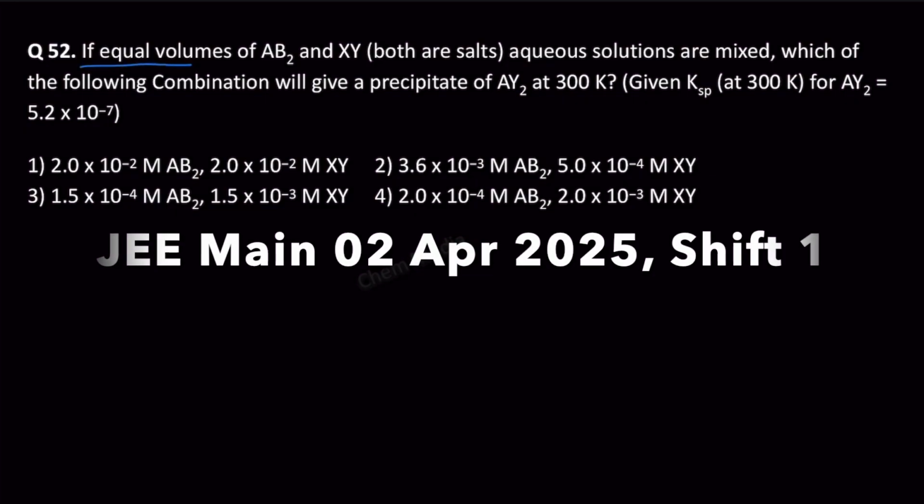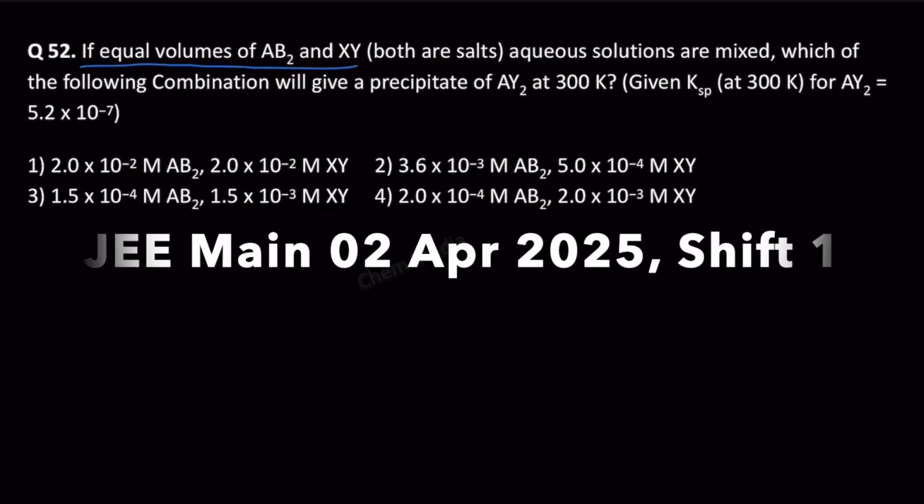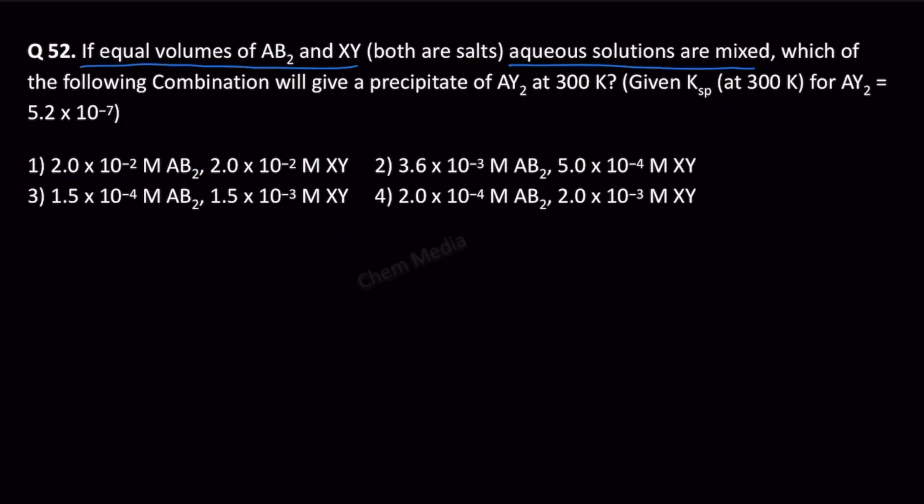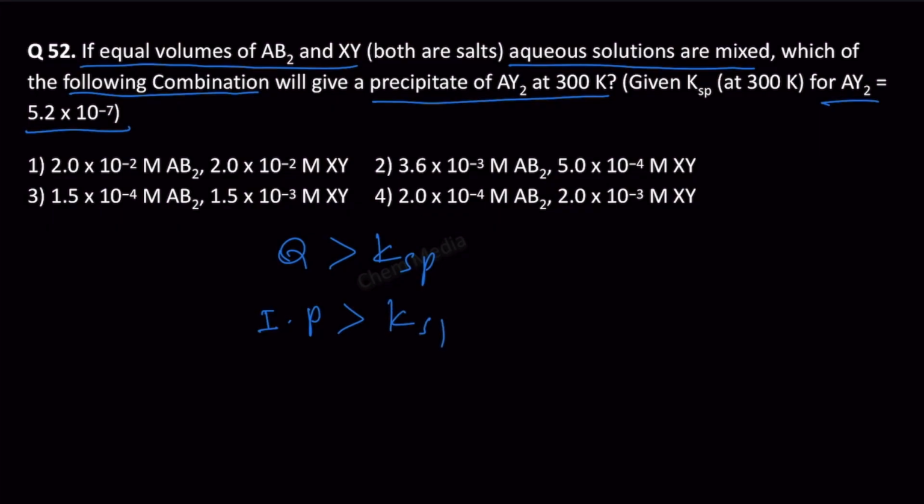If equal volumes of AB2 and XY aqueous solutions are mixed, which of the following combinations will give a precipitate of AY2 at 300 K? Solubility product of AY2 at the same temperature is given as 5.2 times 10 to the power minus 7. We know that when the reaction quotient is greater than solubility product, then precipitate will form. Reaction quotient means in this case ionic product. If the ionic product is greater than the solubility product, then precipitate will occur.